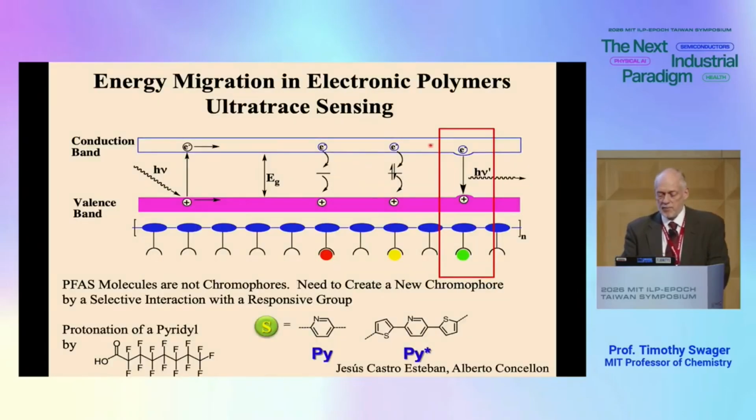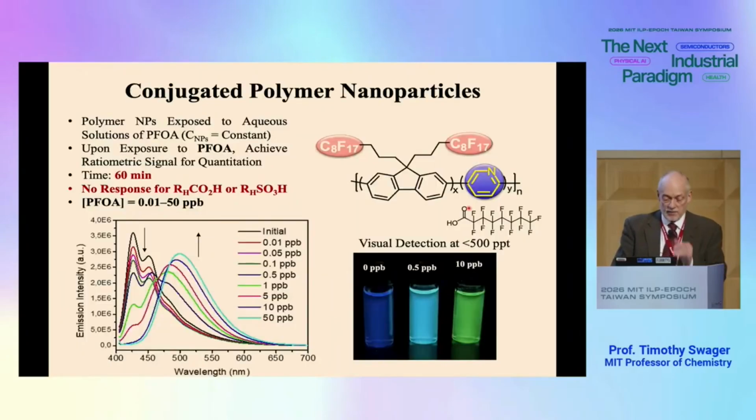And again, this is the same mechanism that I said here. This is where we use these different pyridine groups as what we call our selector groups. And we're creating this new little dimple in our band gap here with PFAS. And to show you what that looks like, here is an example of some nanoparticles in solution and their exposure to different concentrations of PFAS. And you can see without any PFAS, it's a very deep blue emission. It becomes teal at 500 parts per trillion, and at 10 parts per billion, it's essentially all green.